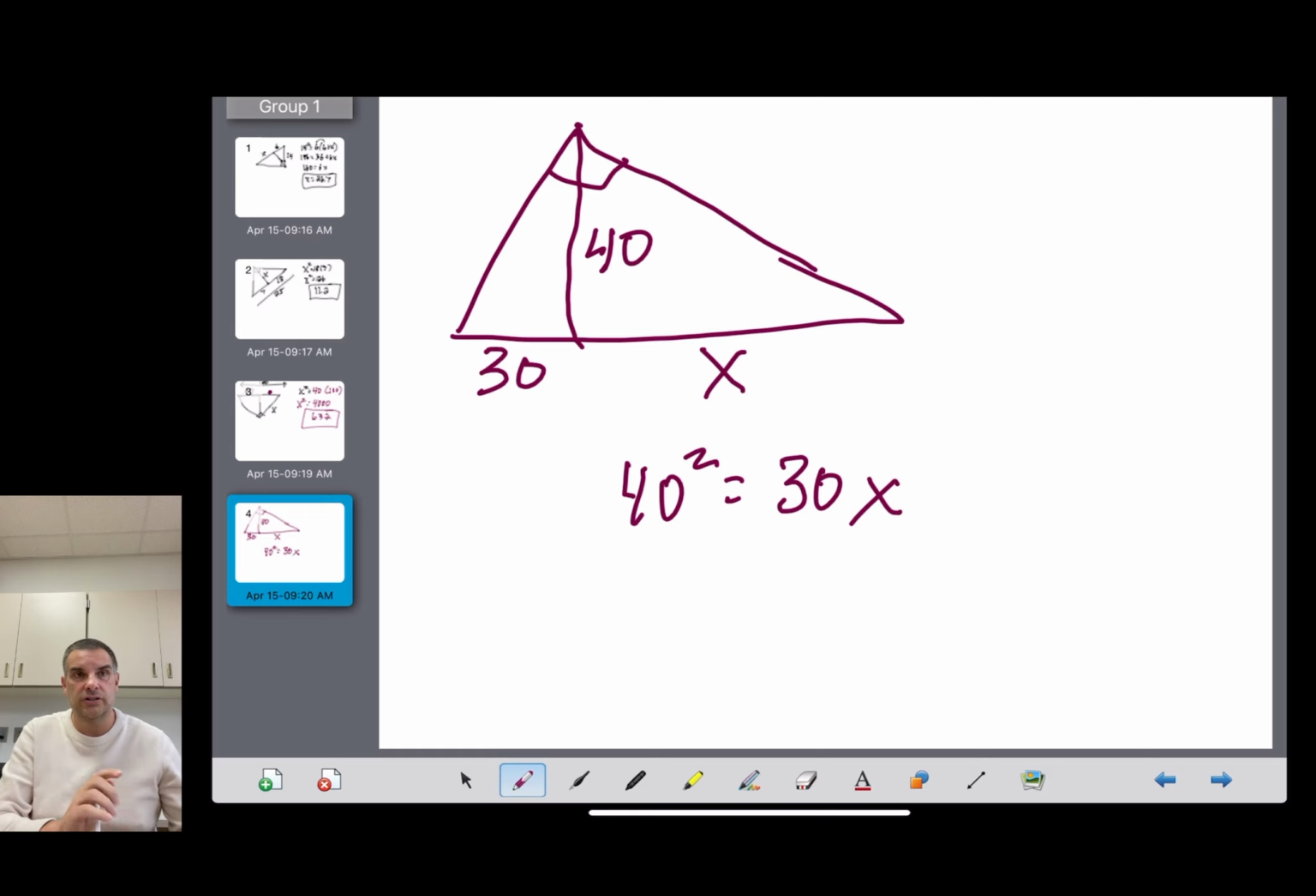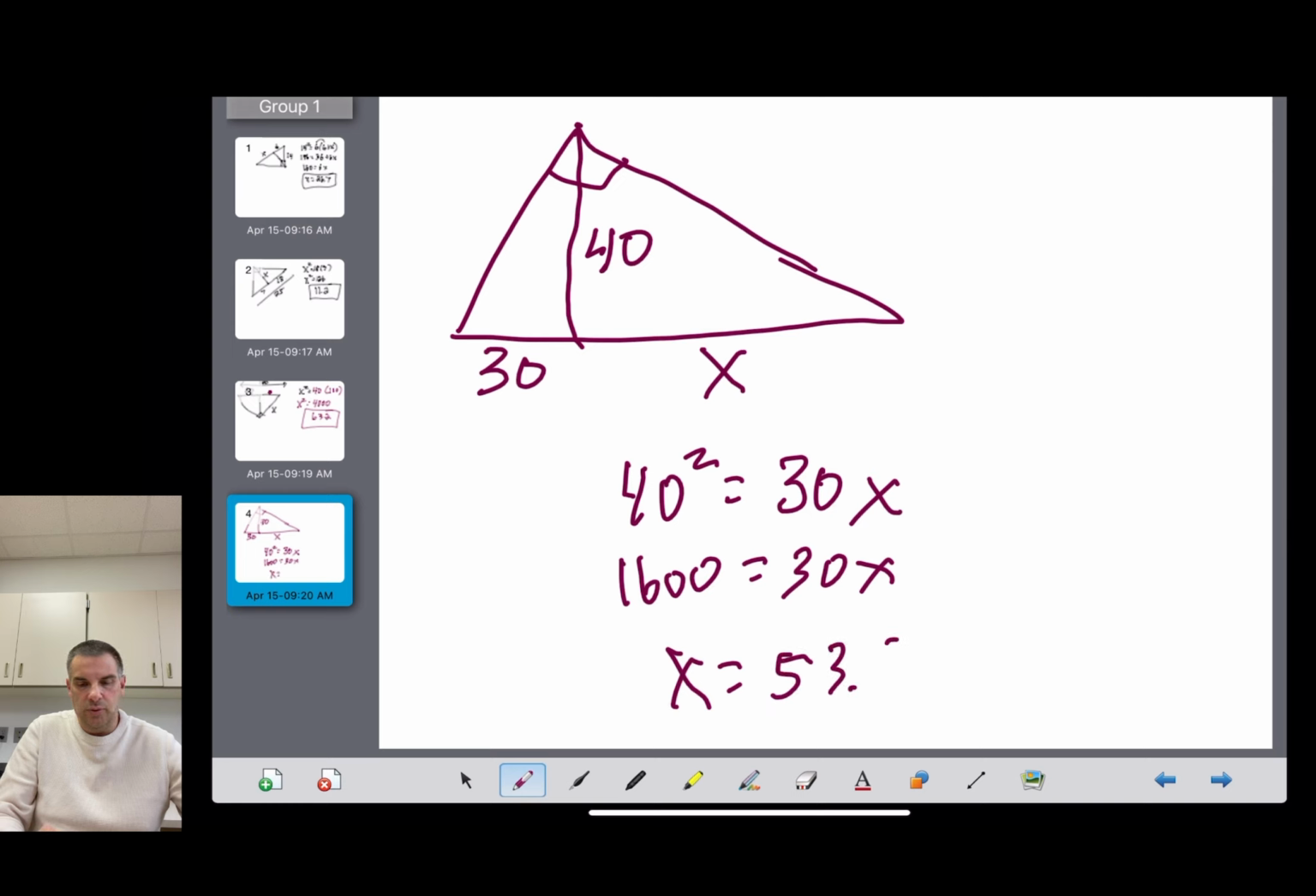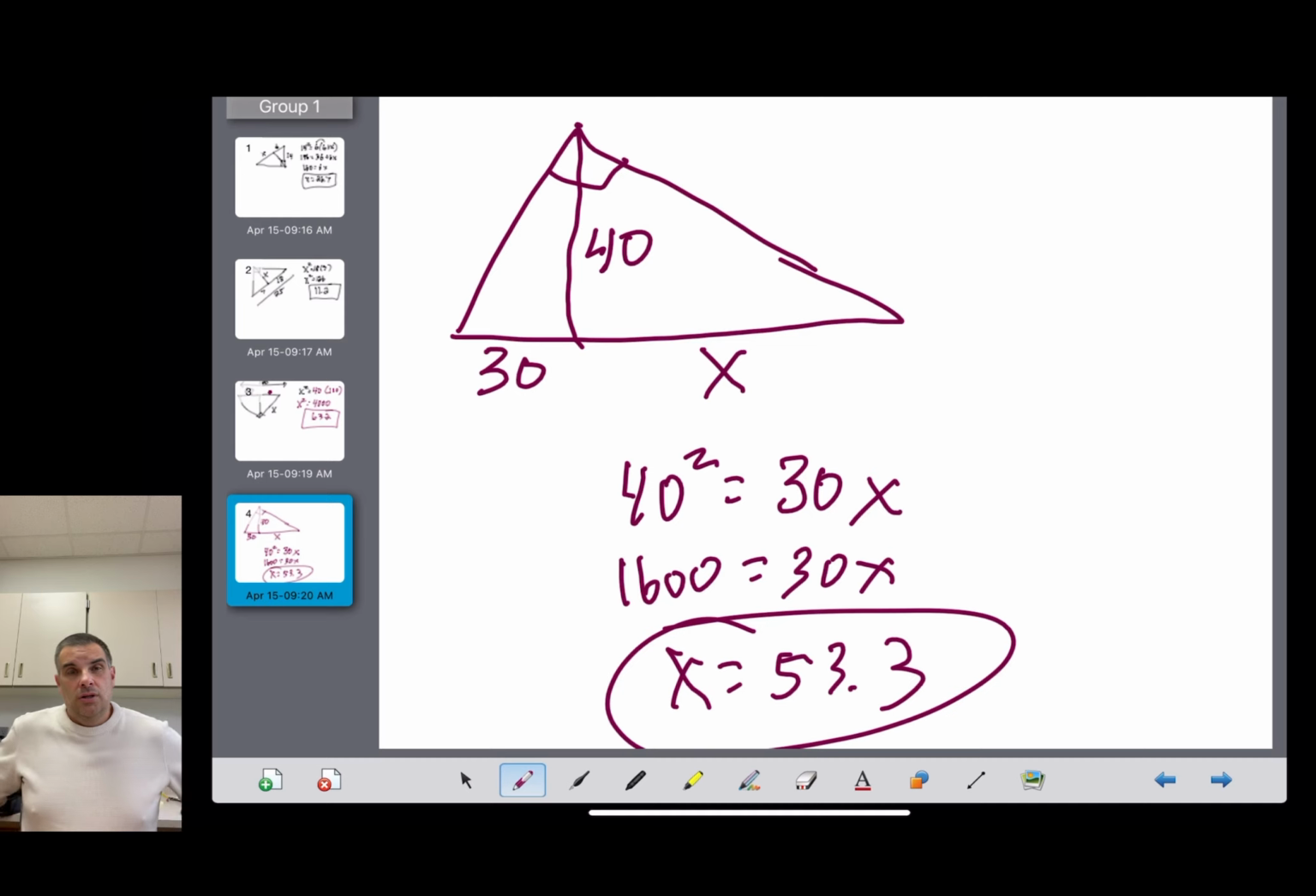So 40 squared equals 30x. 40 squared is 1600. That equals 30x. Divide both sides by 30. x is equal to 53.3. Okay. So there's what we have today.